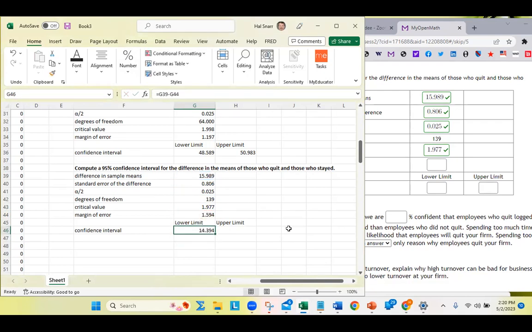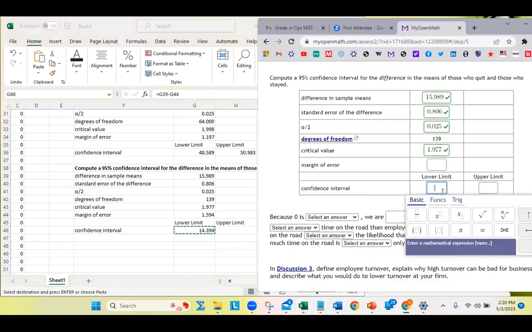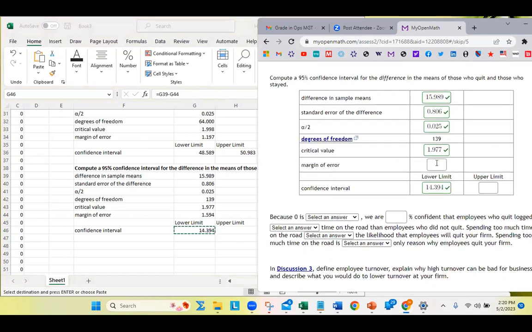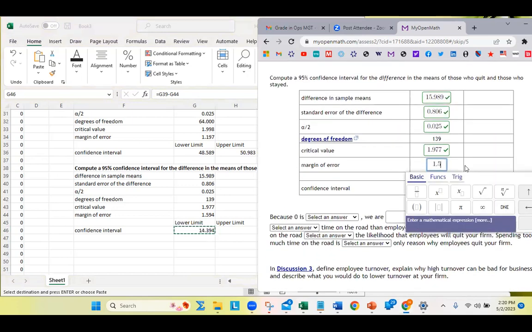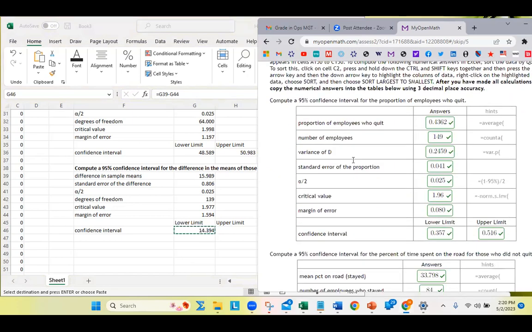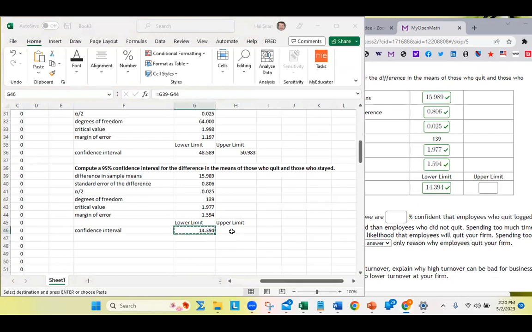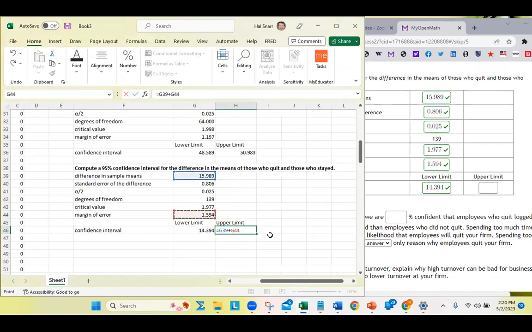And it's positive, 14.394. I've got to get the margin of error too. My margin of error is 1.594. Okay. And then you get the upper limit, which is the difference in sample means plus the margin of error. So now both of these are positive.